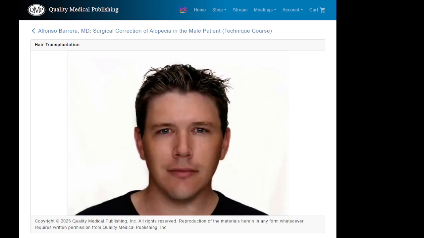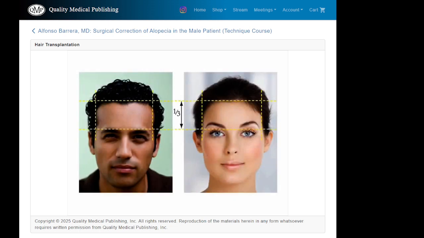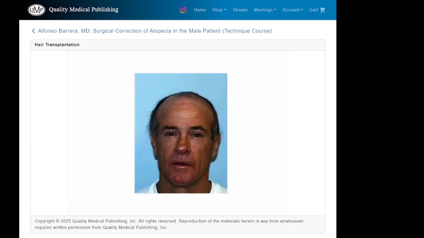Hair is an important visual component of facial aesthetics. The hairline frames the face and defines the proportions of its upper third. A full head of hair with a properly positioned frontal hairline conveys an appearance of vitality and youth in men and women. Conversely, an absent, eroded, or disproportionately high hairline results in an aged appearance.